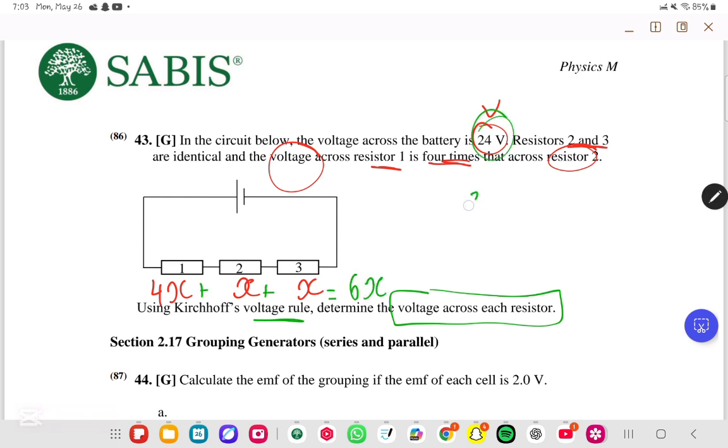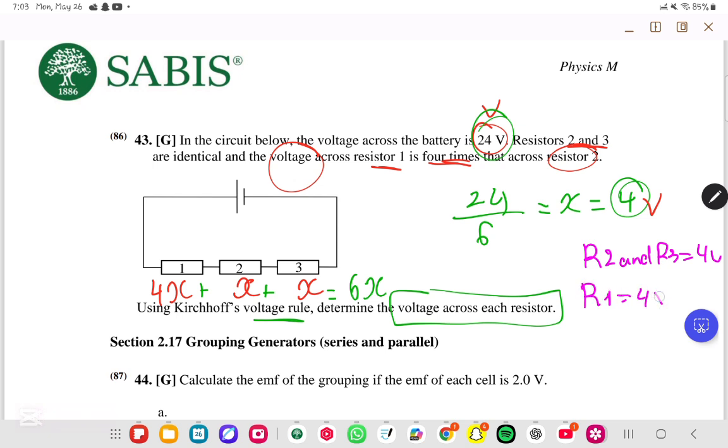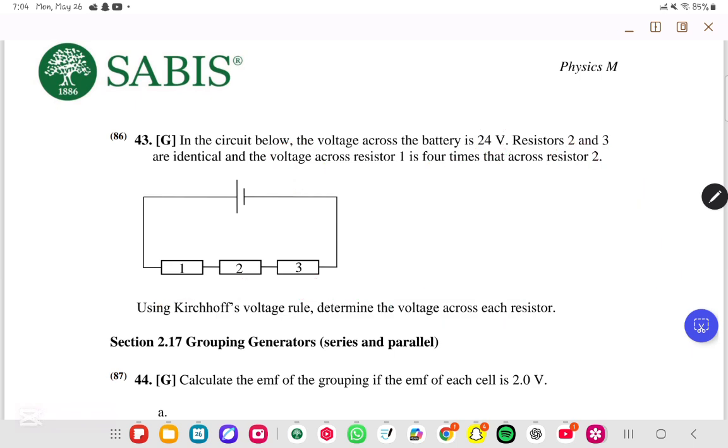So the total voltage, 24, is divided among 6x to get what? To get an answer that x is equal to 4. Is that right? Yes, it is right, but 4 volts. Pay attention. That means resistor 2 and resistor 3 have a voltage of 4 volts, whereas resistor 1 has a voltage of 4 times 4, which is 16 volts. That is it for section 2.16.